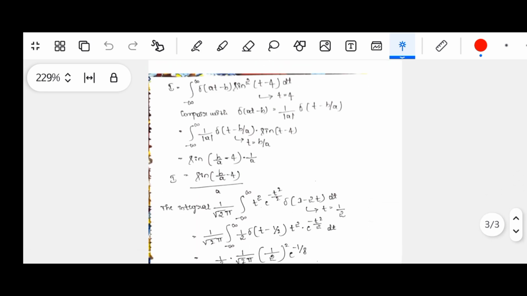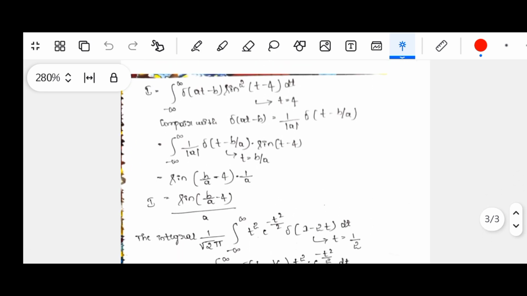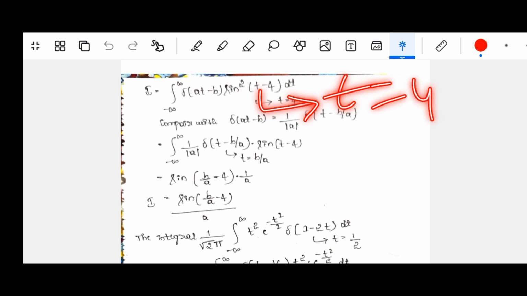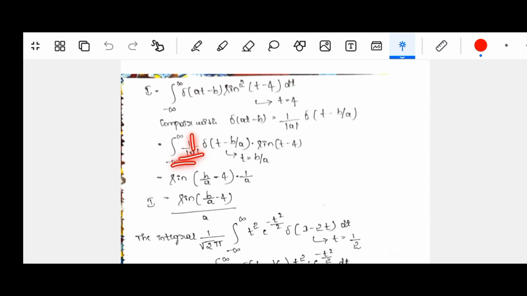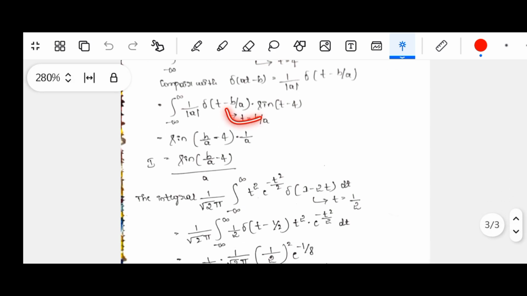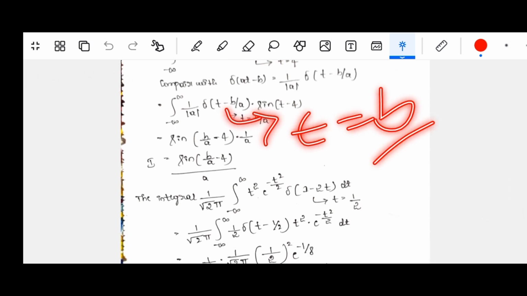Next, this one. Let's see the current I, which in the given question is minus the integration from minus infinity to plus infinity of delta of at minus b into sine square of t minus 4 into dt. First find the location of the given t, which is t equal to 4. Next, compare this equation with the given equation below. So delta of at minus b will be 1 by mod a, delta of t minus b by a. Keep that in this. So my integration from minus infinity to infinity of 1 by mod a delta of t minus b by a into sine of t minus 4.